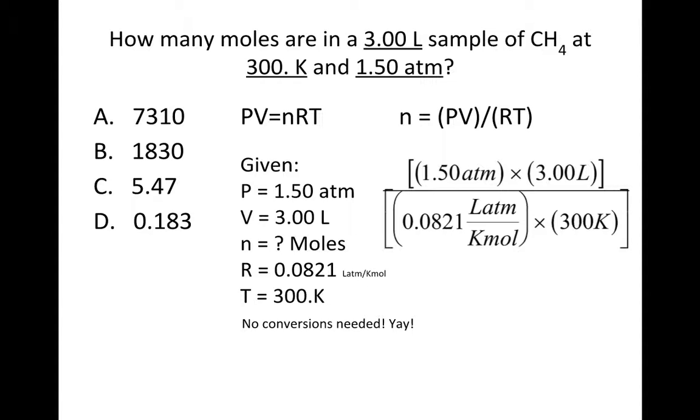And I should get my answer. Sorry, I thought I'd be able to cancel out units. I have liters on the top of a fraction and liters on the bottom, so they're going to cancel out. I have atmospheres on the top and atmospheres on the bottom, so those will cancel out. I have kelvins on the top and kelvins on the bottom, so those will cancel out. And then I'm left with moles, which is really 1 divided by 1 over moles.